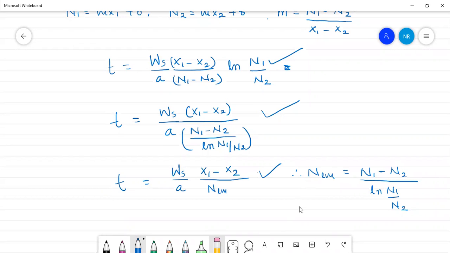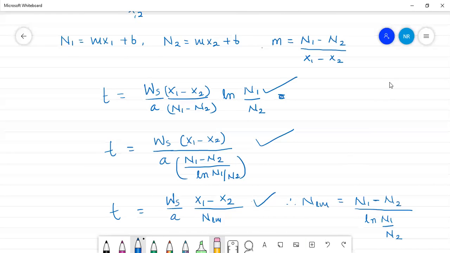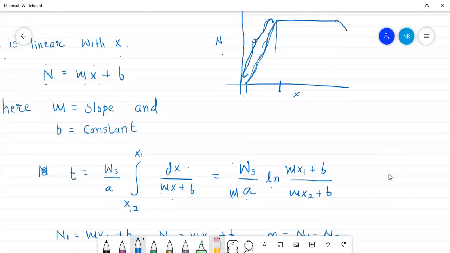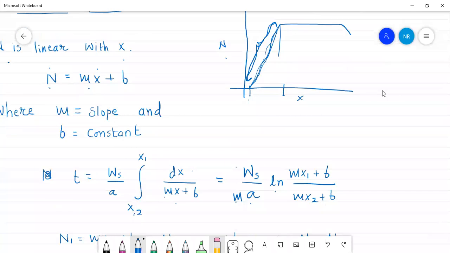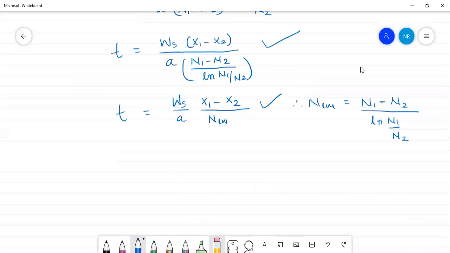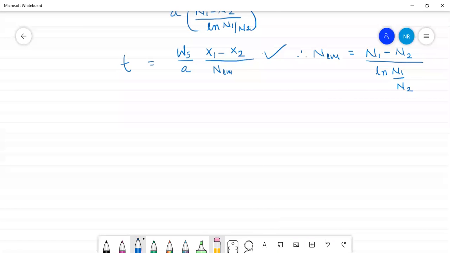Okay, done. Now we have to calculate an example based on this concept for the constant rate period as well as the falling rate period. Just 1 minute, I paste the example here. Once we calculate one example, you will be clear with this concept.